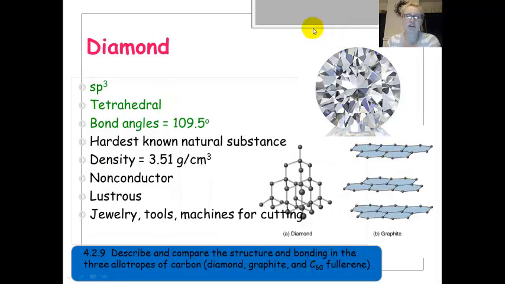Another form of solid carbon is diamond. Diamond is sp3 hybridized. You can see here that diamond is tetrahedral in shape, so all of the carbons are tetrahedral, whereas in graphite they were trigonal planar. The bond angles therefore are 109.5 degrees, and diamond is the hardest known natural substance, very different than graphite. The density of diamond is much greater, 3.51 grams per cubic centimeter. It does not conduct electricity. It's very lustrous, where graphite is very dull. And we use diamonds in jewelry, tools, and machines for cutting.